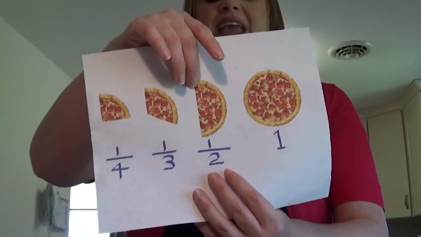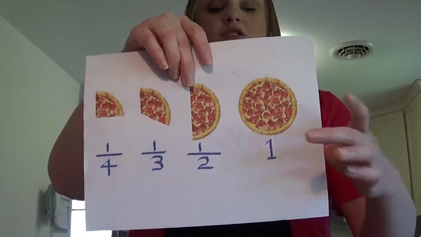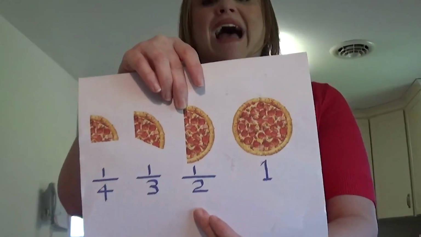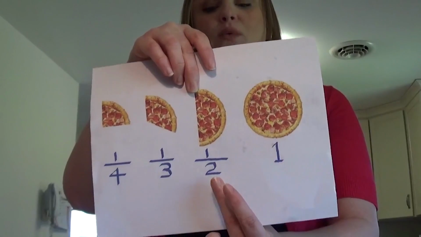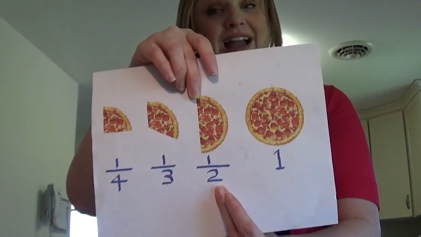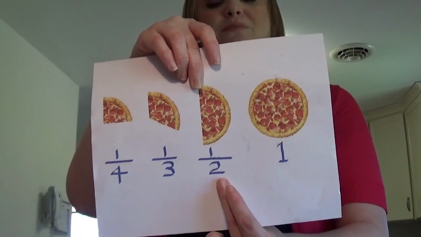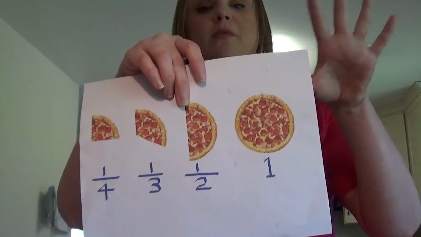That means that we have a half a pizza. So we went from 1, which is a whole number, number 1, to a half. That half, or that 1 and 2, is called a fraction. And it's showing a portion of it. So what do those numbers mean? So we cut it in half.